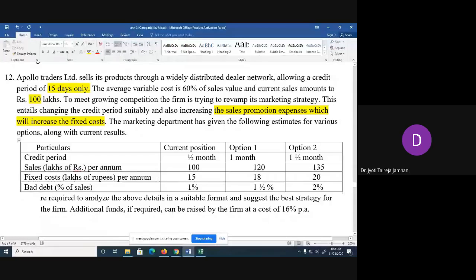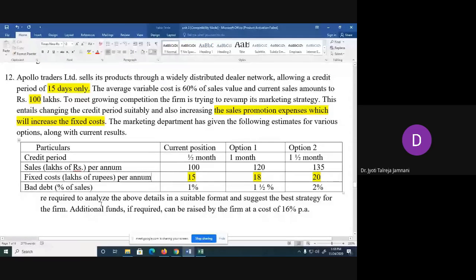Fixed cost, they've told it will increase because of certain sales promotion expenses. So see here, fixed cost is given 15, 18 and 20. You need not calculate first off. Second, fixed cost is not remaining fixed. It has increased because they say that there is sales promotion expense, because of which the fixed cost will also increase. Any doubts in this? No, ma'am. I told you earlier also, if they give fixed cost will increase, you have to take the increased values. If they don't, then you will keep the same fixed cost.